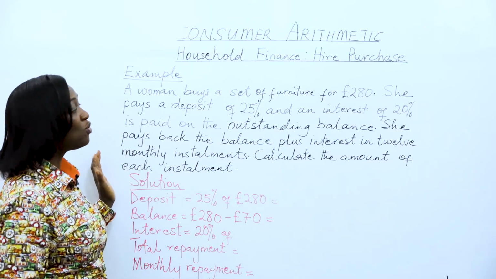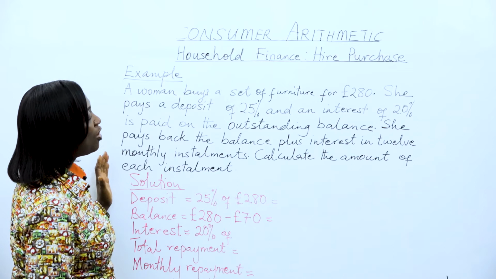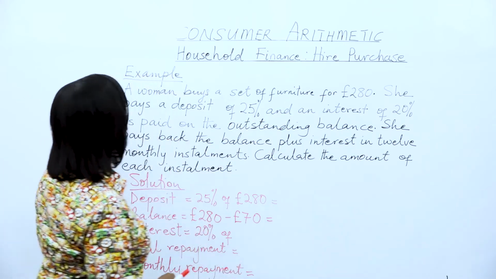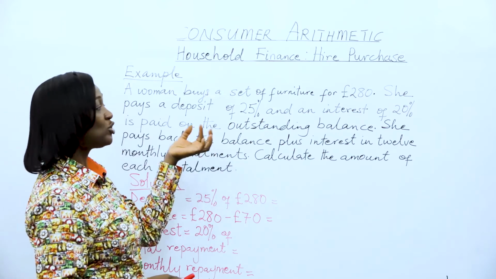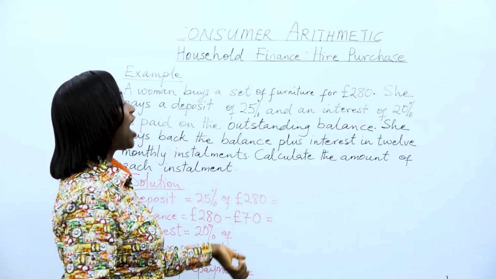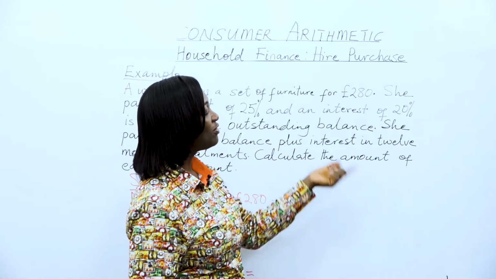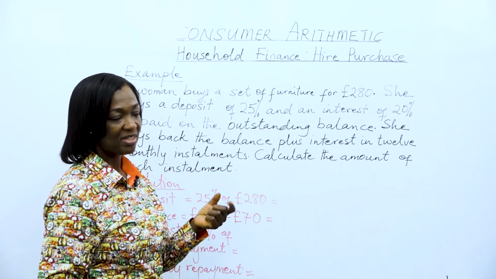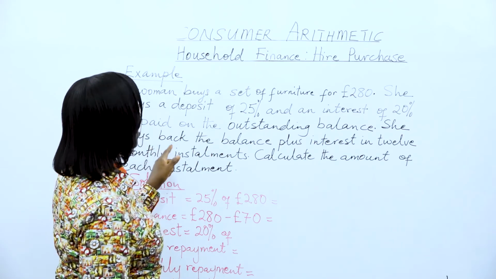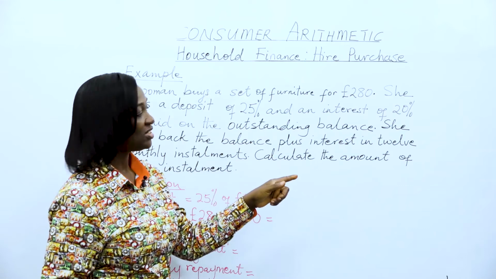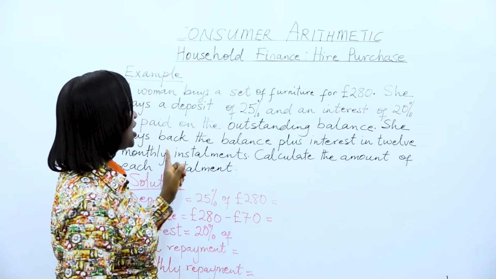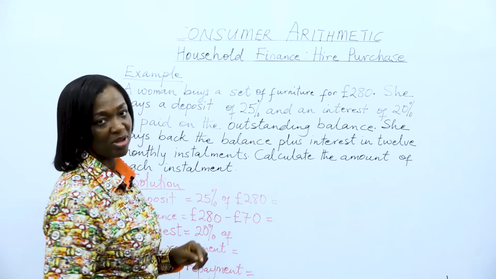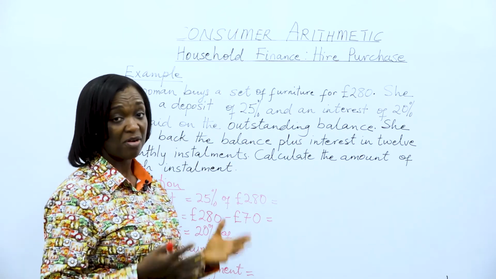In this example, a woman buys a set of furniture for £280. She pays a deposit of 25% and an interest of 20% is paid on the outstanding balance. She pays back the balance plus interest in 12 monthly installments. Calculate the amount of each installment. This is very interesting and very practical.